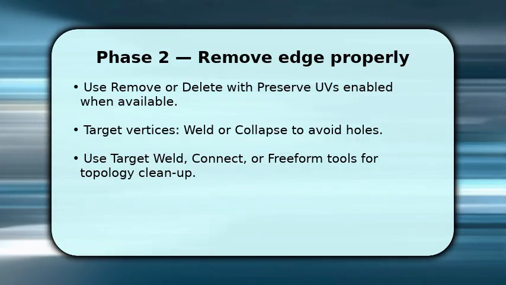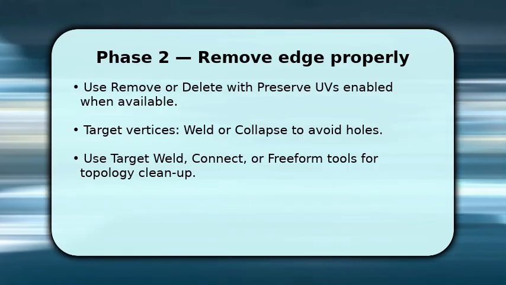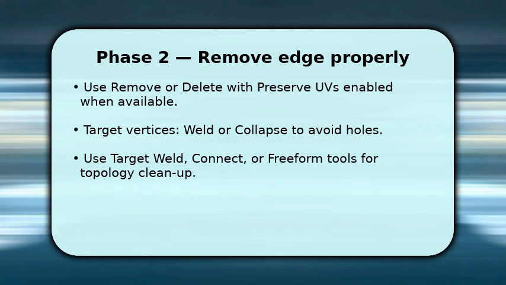Once removed, inspect the resulting vertex configuration. Weld any duplicate vertices at a small threshold, or collapse an edge to simplify. Then use target weld, connect, or freeform to restore clean topology and maintain quad flow, which improves deformation and smoothing.